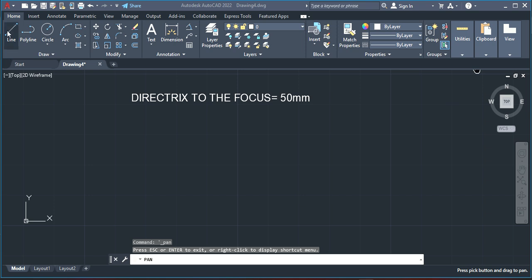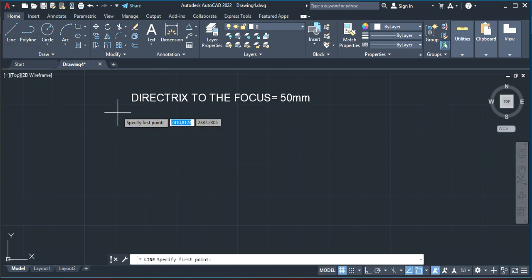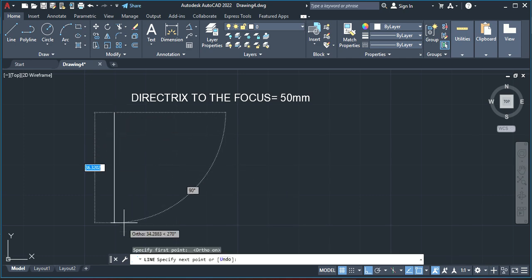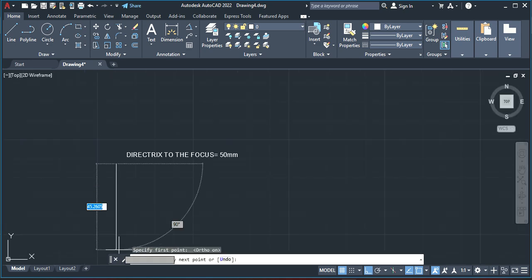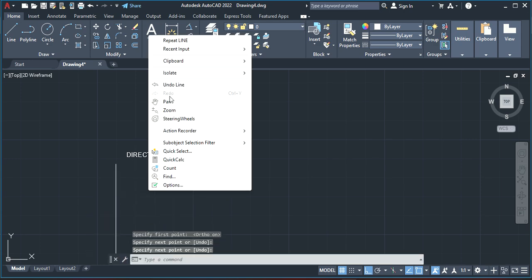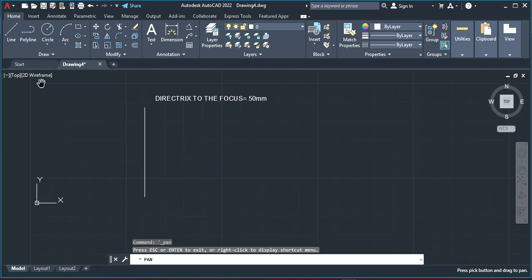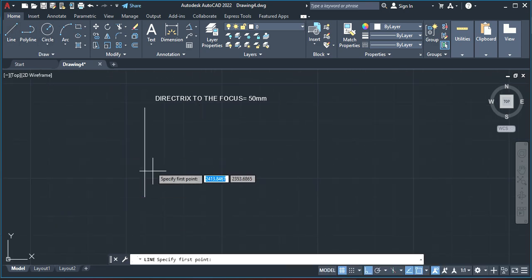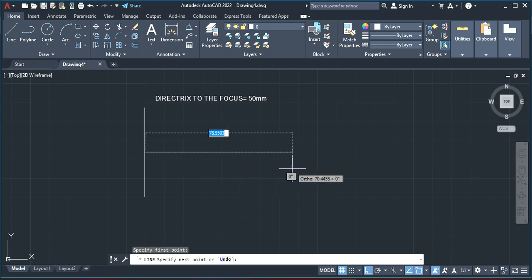Okay, now use the line command. First option, go for line and make sure that ortho is on, so that you can draw a vertical line. Okay, now enter, then use the pan to fix it here. Now again I have to draw a horizontal line. This is called the axis line, and this vertical one will be the directrix.